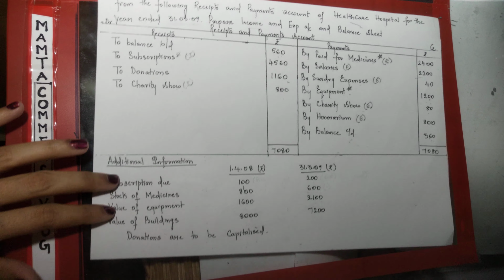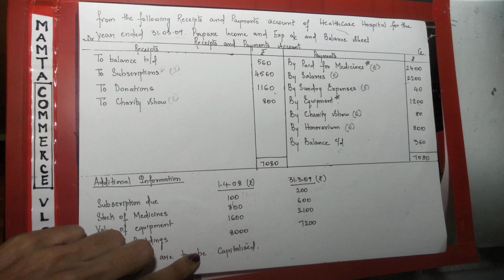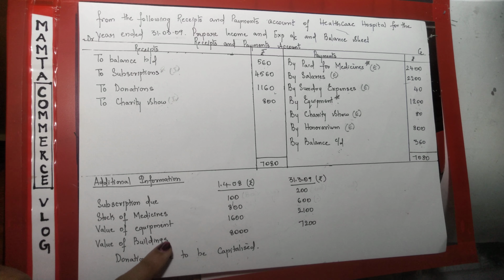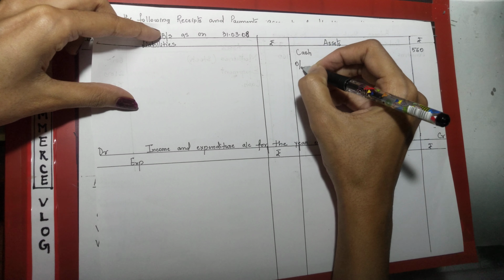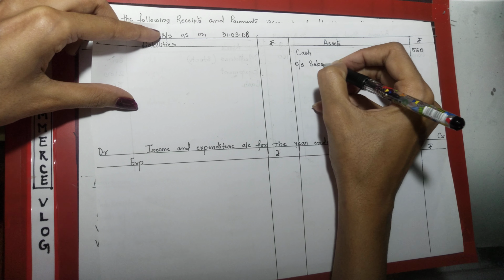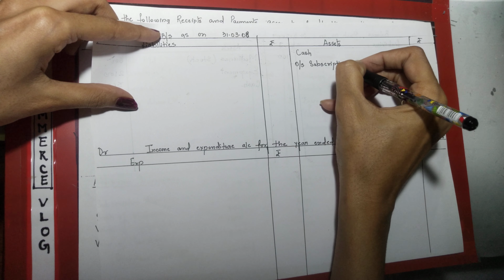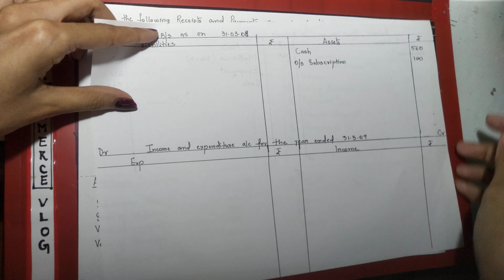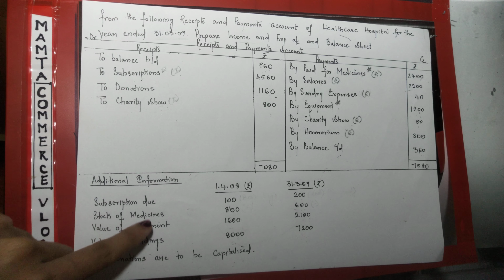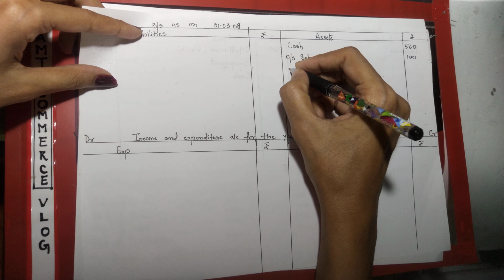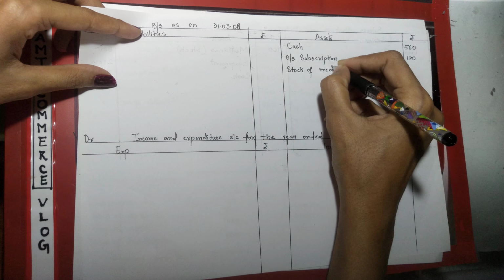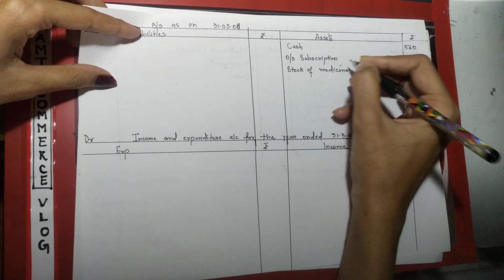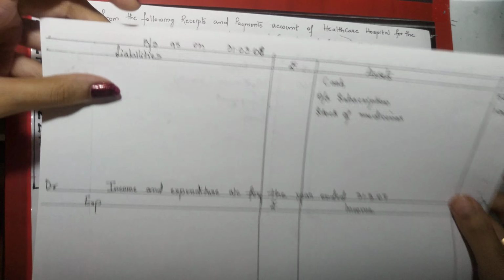Next we have 4 points which are related to the opening balance sheet, that is subscription of 100. So there is outstanding subscription of 800. Then we have stock of medicines. So here I will write stock of medicines. So the opening stock of medicines is 800.